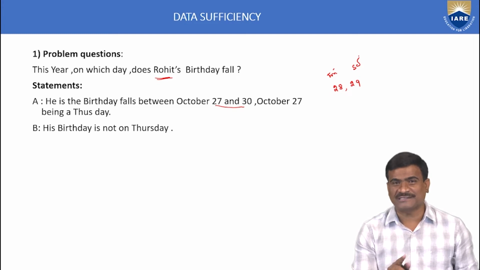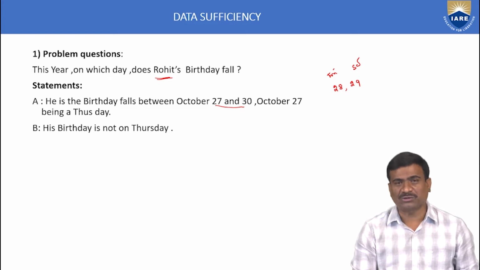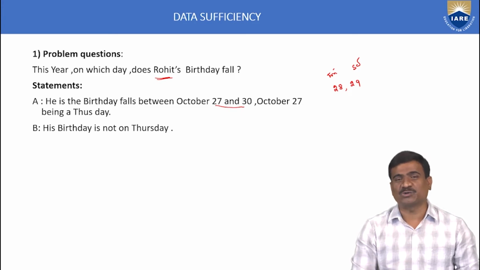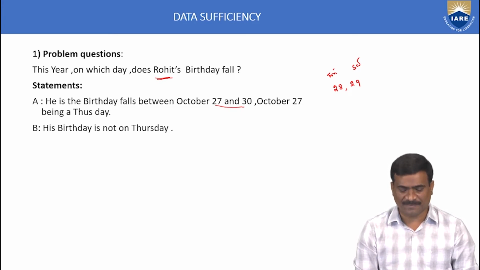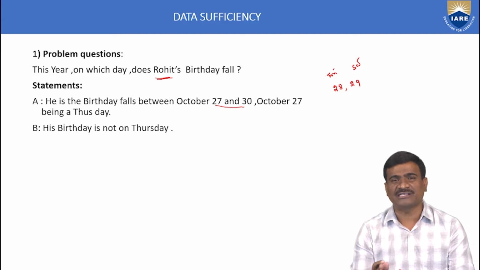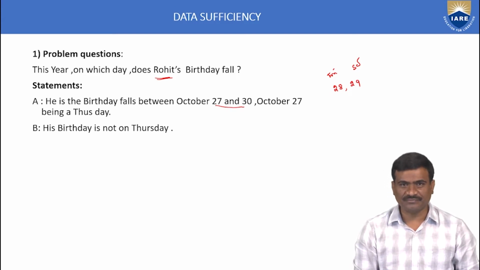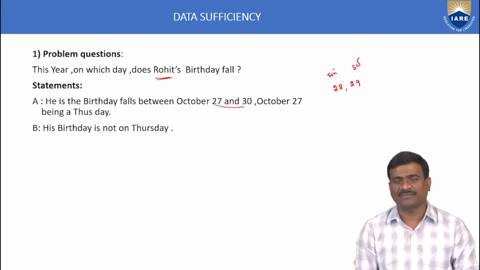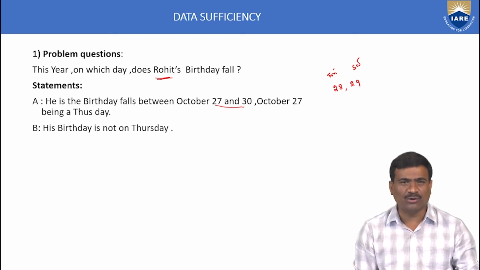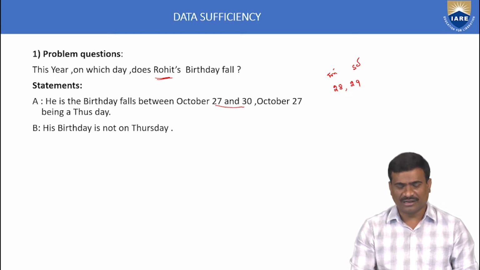Statement A implies that Rohit's birthday is the 28th or 29th possible, so two solutions are possible. Therefore, A alone is not sufficient. Then statement B indicates his birthday is not Thursday, but that is also not sufficient. B alone is not sufficient. Next, combine A and B statements.